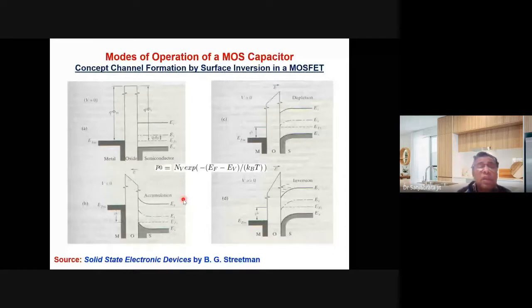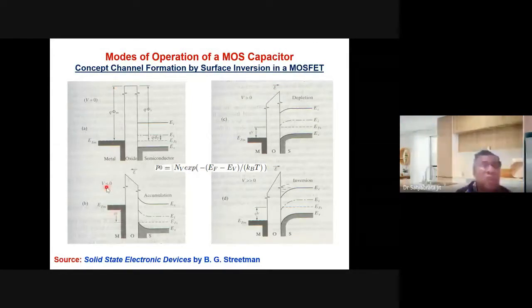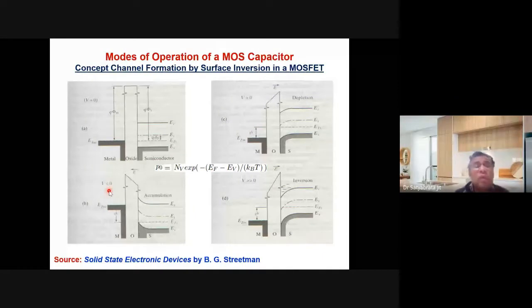Now just see the Fermi level. Once it is a negative potential, this energy should go high, because that is Q into V, that is the energy. Now minus Q, V is negative, so both are positive. So whatever position was there, this energy will go up by the QV amount, right?